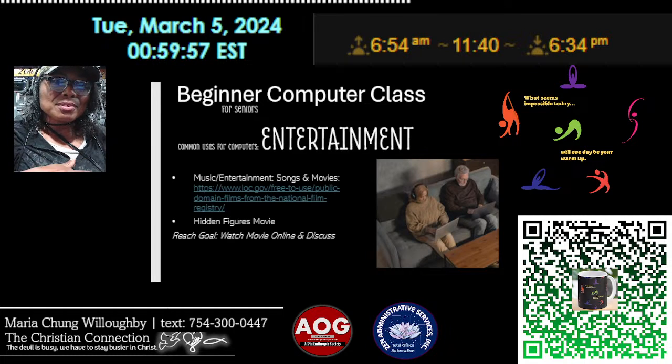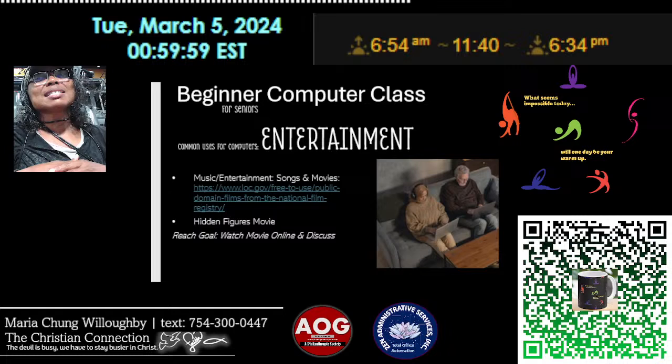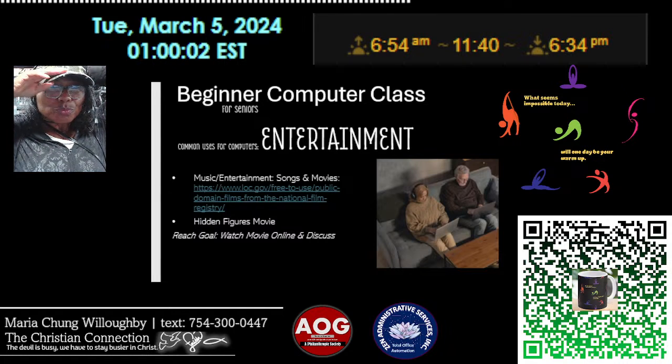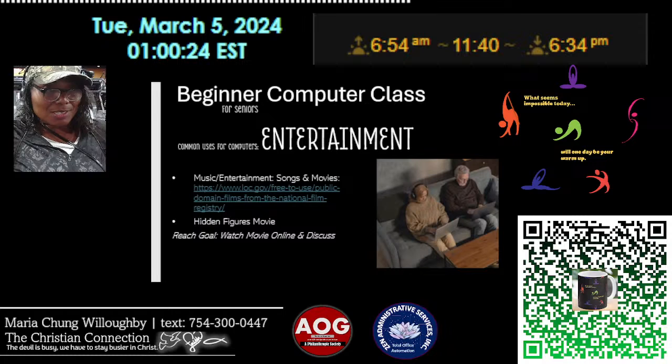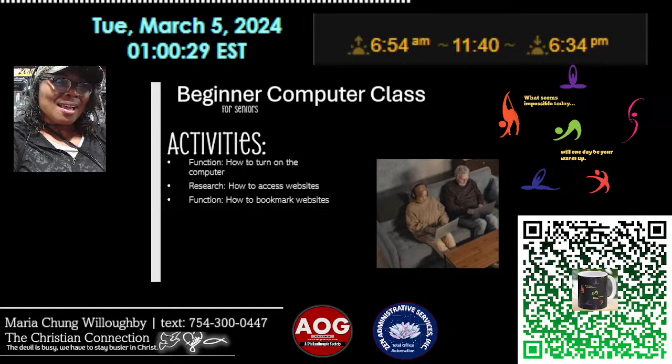Another common use for computers is entertainment. For our seniors, a lot of the movies and things that you grew up on aren't so readily accessible, so you think. But a lot of those movies now, instead of having to pay Netflix or Amazon to watch them, you have access to them for free in the public domain. And the end result of this, I'm hoping, is that we'll be able to watch one of these movies that perhaps one of our senior students would enjoy and have a discussion about it on the computer.